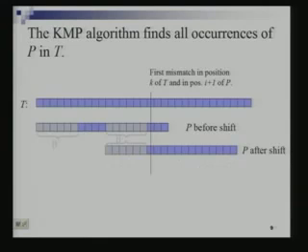Okay. Why does this work? Why is it that we are not missing out on any patterns by doing this? We have to argue correctness of this algorithm.